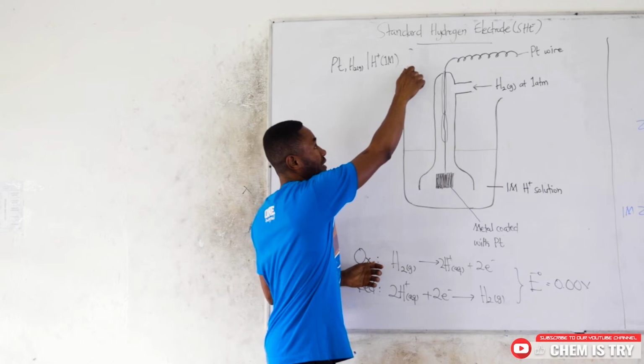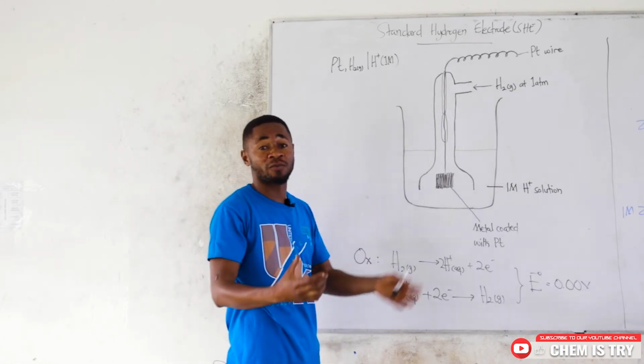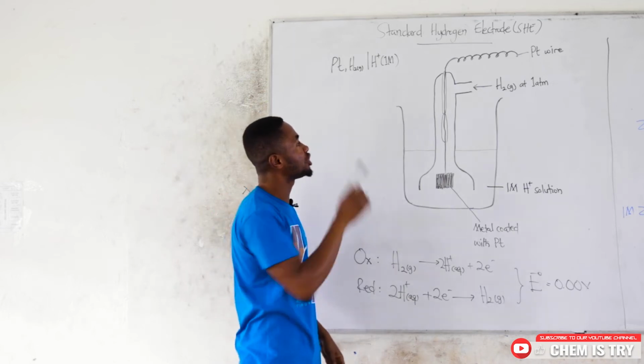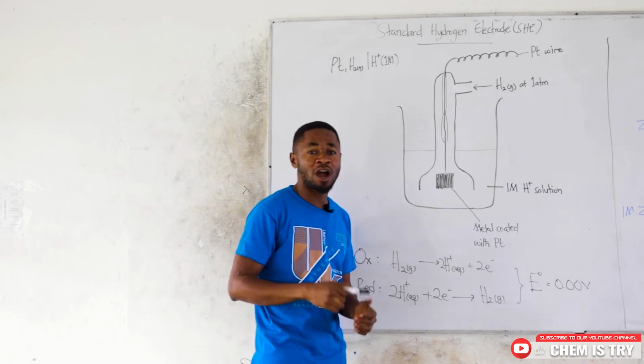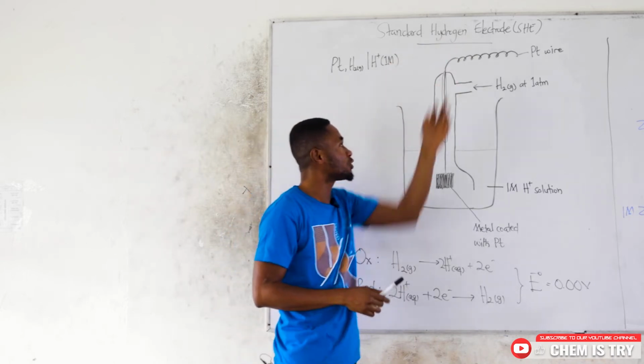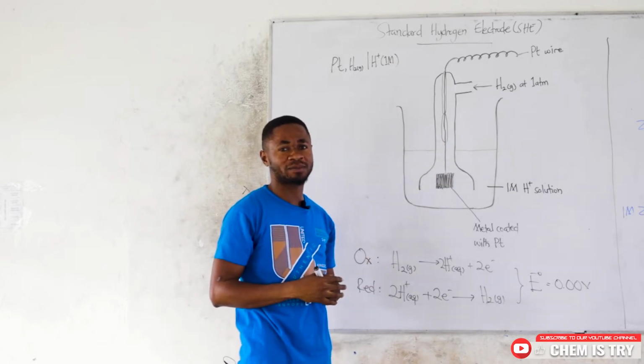This is it, the standard hydrogen electrode. It is called the reference electrode. It is also abbreviated as SHE. So from now, I'll be talking about SHE whenever I want to talk about the standard hydrogen electrode. This is how the standard hydrogen electrode looks.